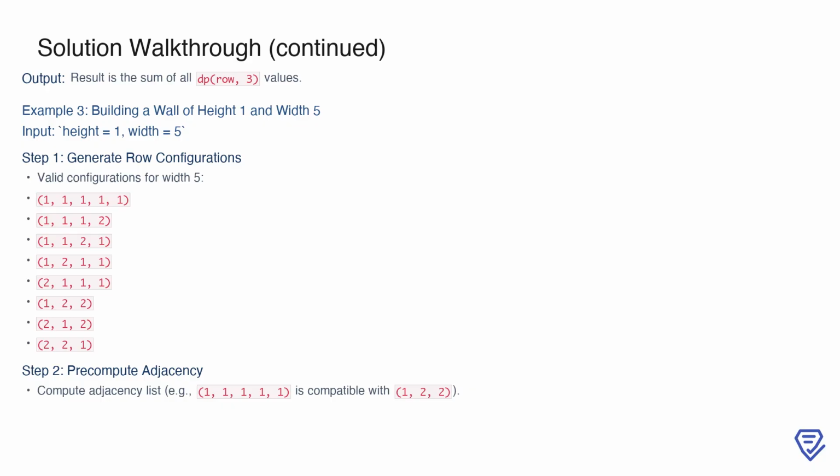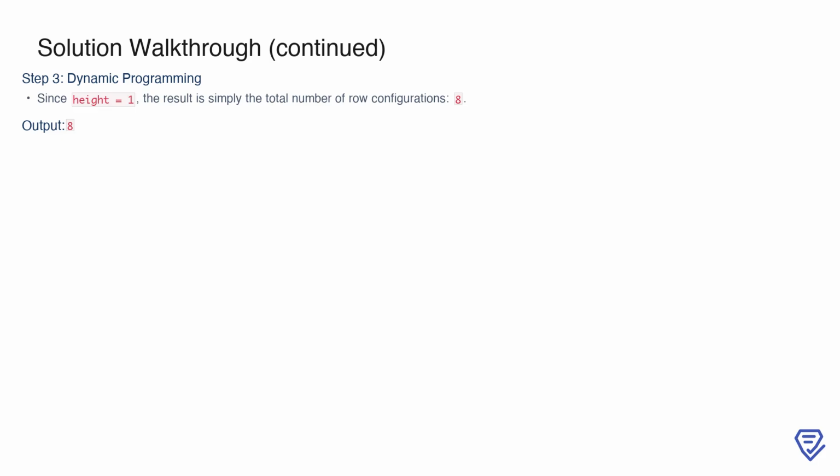Next, we compute the adjacency list. For instance, 1, 1, 1, 1, 1 is compatible with 1, 2, 2, because there are no overlapping seams, and we repeat this process for all pairs of rows to build the adjacency relationships. For this final example, since the height of the wall is just 1, we do not need to use the recursive dynamic programming approach. The total number of ways to build the wall is simply the number of valid row configurations for the given width. In this case, there are 8 configurations for width 5, so the output is 8. This completes the solution walkthrough for the problem.